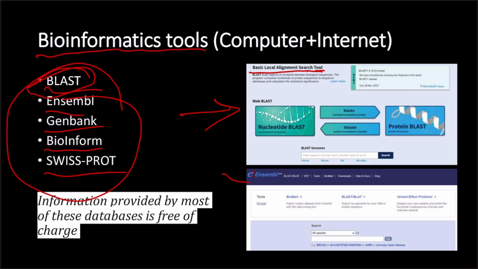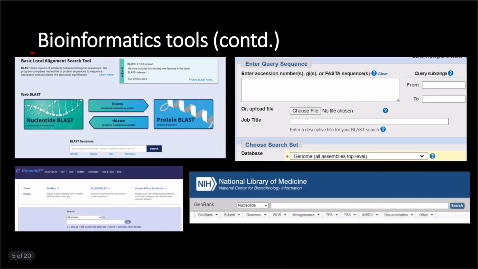Then we have the interface for Ensembl. Most of these bioinformatics tools, and the tools which I have mentioned, are free, so they can be used for academic purposes, whereas some tools are provided only after getting a subscription. Once you get a subscription to a particular tool, then you can use it further, but most of the tools are free to use. Now coming to the different bioinformatic tools.